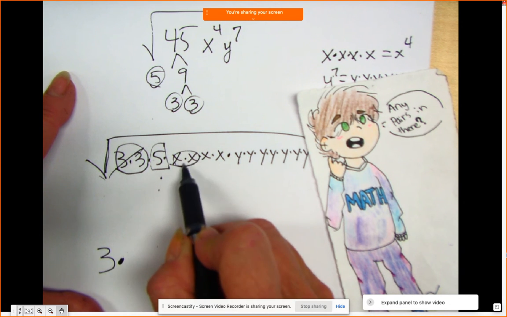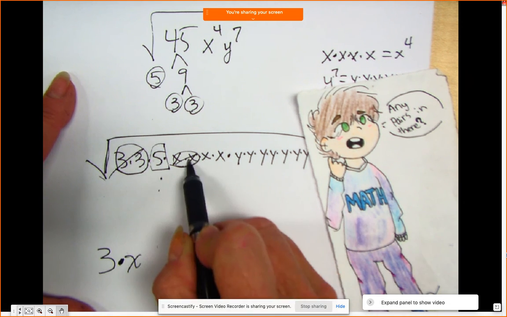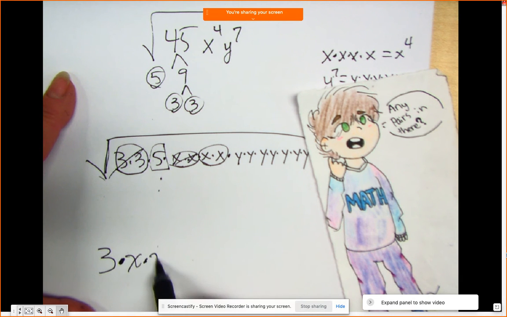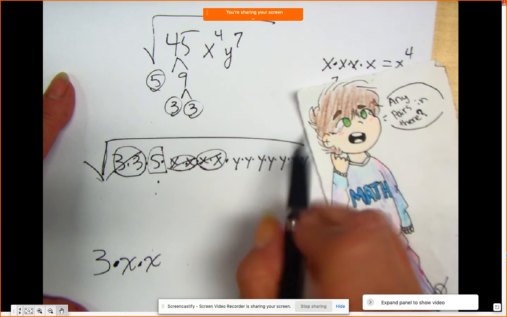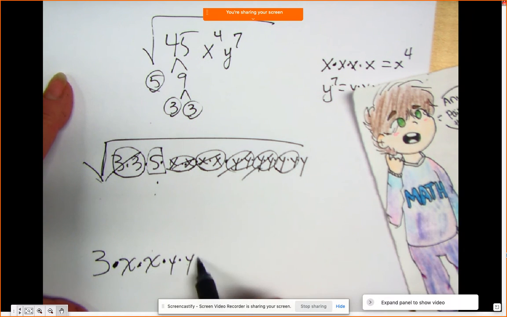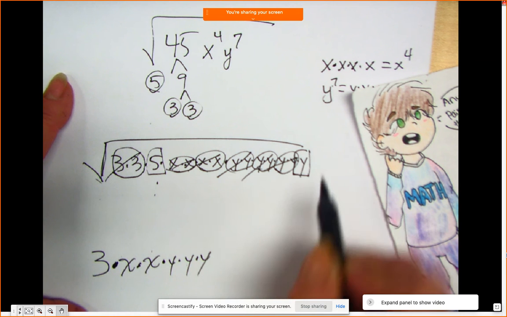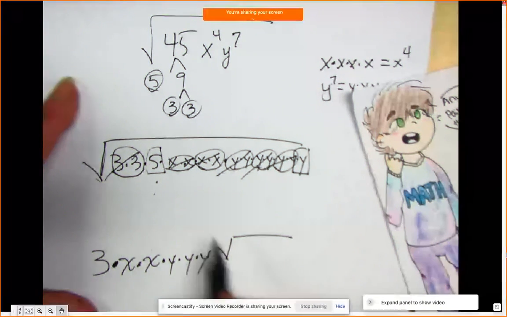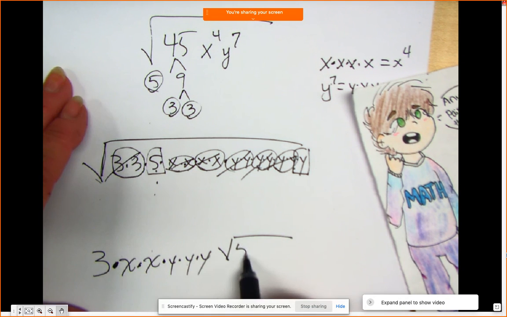But x, there's 2 x's. Come out, make the x family. Oh, I got another pair of x's. Write another x then. How about the y's? There's one, there's another one, here's another one. This guy doesn't have a partner, so he's stuck behind. So I'm going to write square root again. 5 and y got stuck underneath.